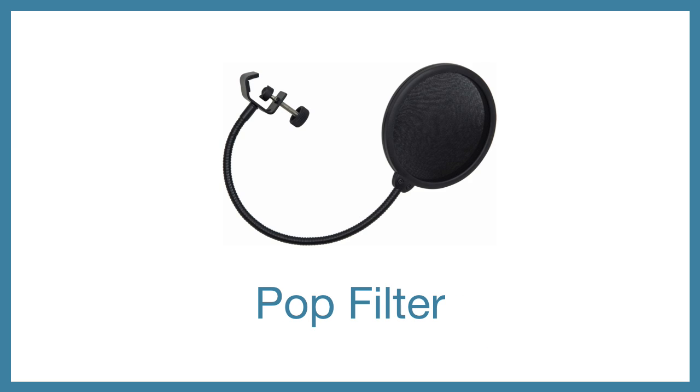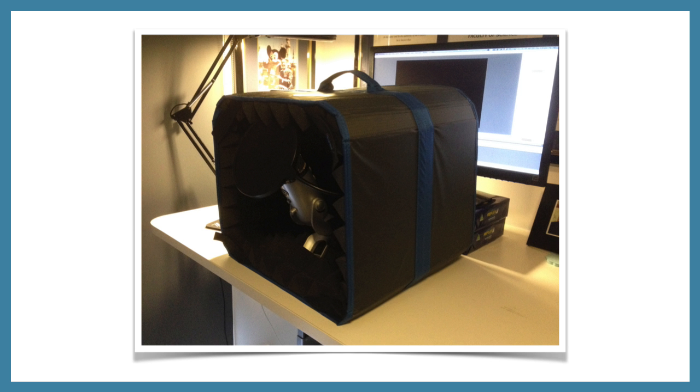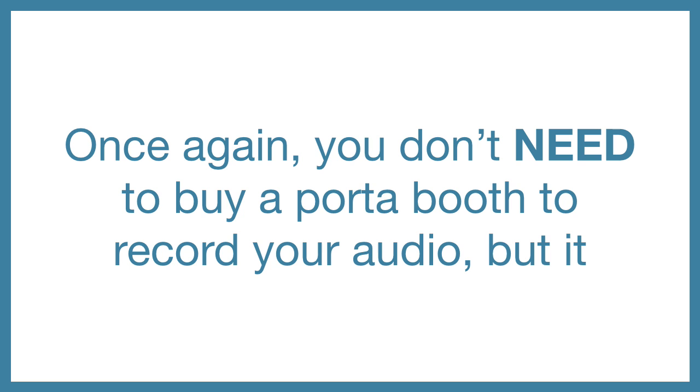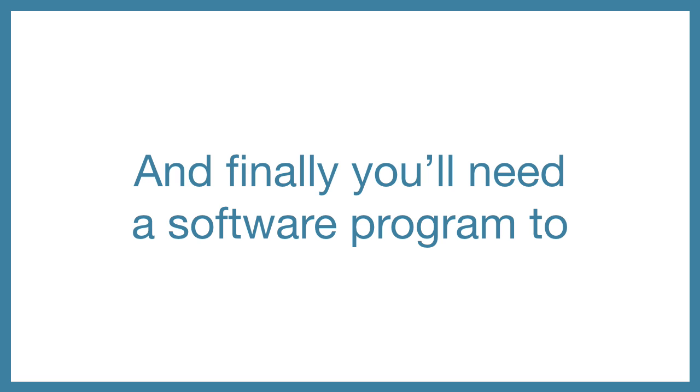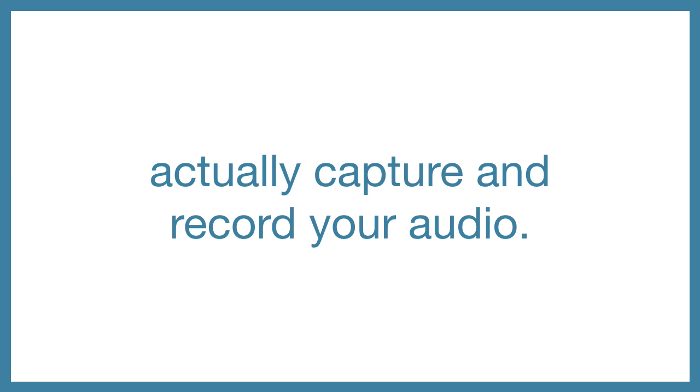Another useful addition is a simple pop filter that eliminates the puffs of air that cause popping noises in your recording. You can either make your own or pick one up on eBay for a few dollars. We also use a Portabooth, which is like a small portable recording studio that blocks out noise around you. Once again, you don't need to buy a Portabooth to record your audio, but it can help improve the quality of your recording.